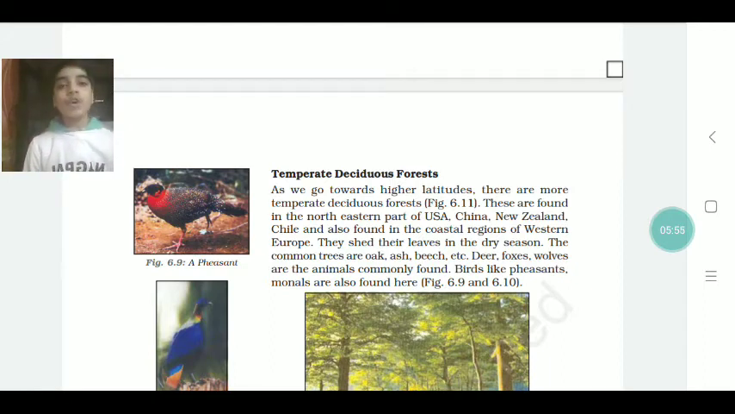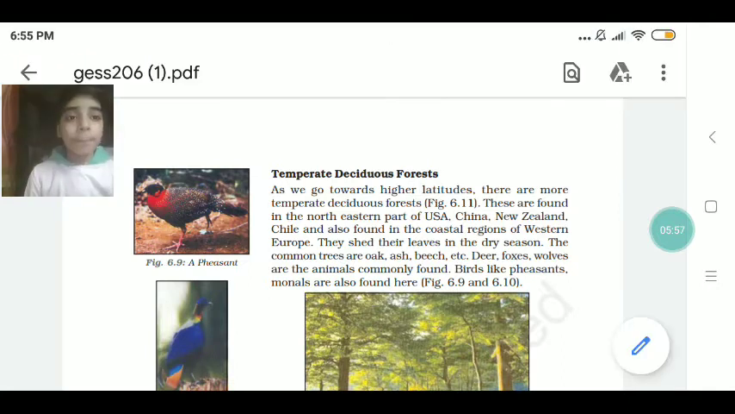Okay, so we know that temperate deciduous forests have oak, ash, beech in them, and deer, foxes, wolves are animals which are found here, and birds like pheasants and monarchs are found. Okay, so now let's move to Mediterranean vegetation.